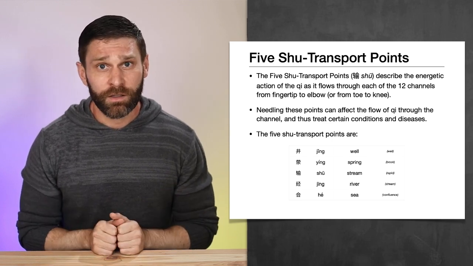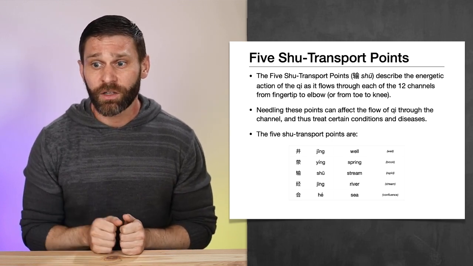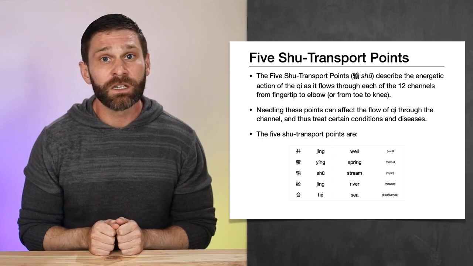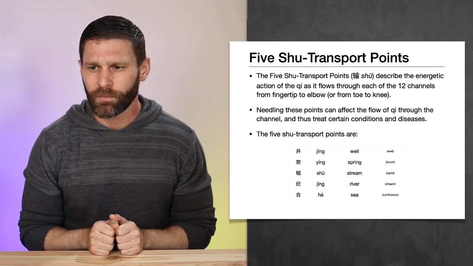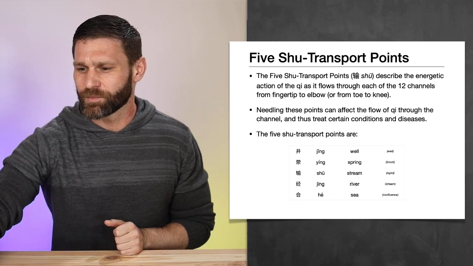And so I think it's easier just to use the Chinese names. And so we say Jing well, Ying spring, Shu stream, Jing river, He sea. And just kind of a side note, sea is actually not a very good translation of He. He does mean more like confluence, but nobody actually uses that word in English. A confluence is where 2 rivers join together, which is kind of like a sea. So if you see the confluences, that's why I think most people just say He sea.